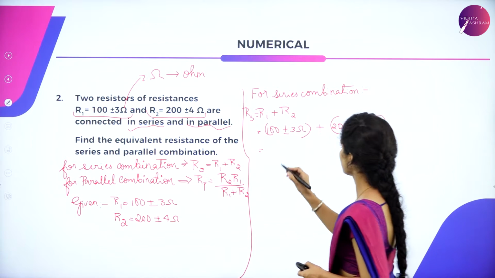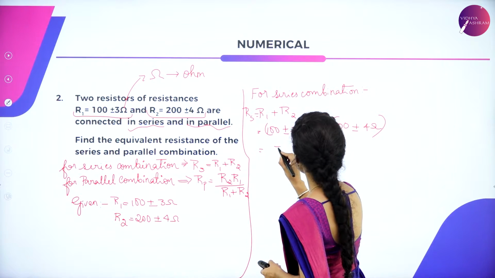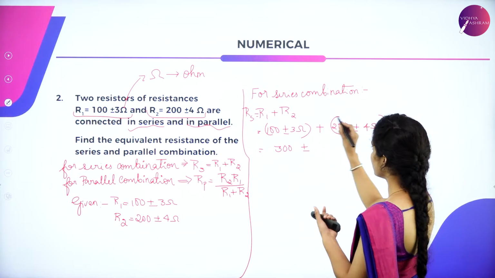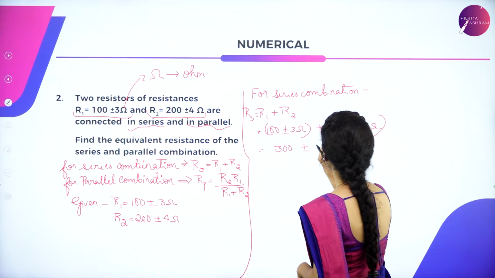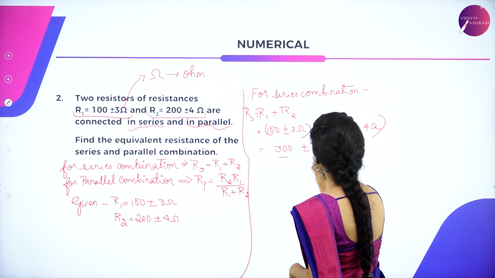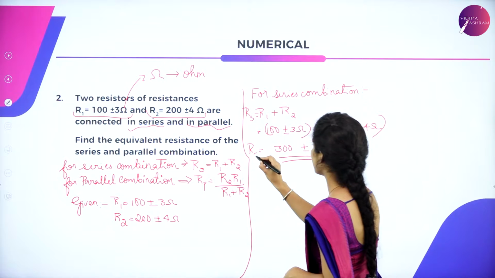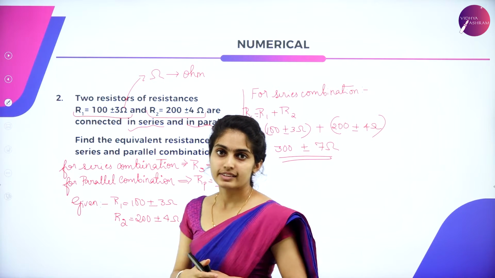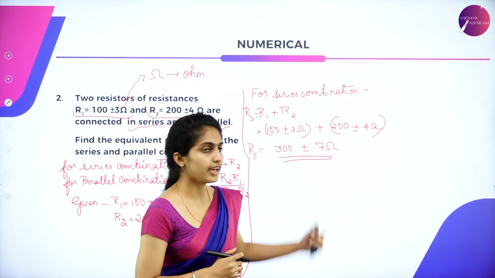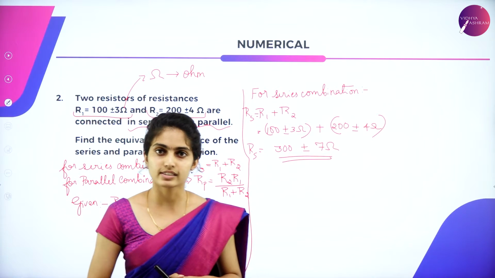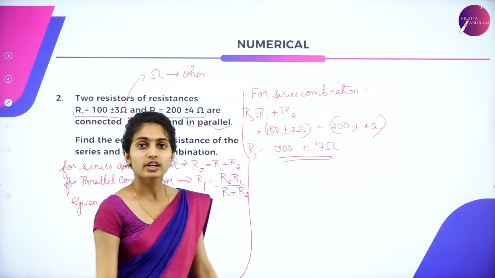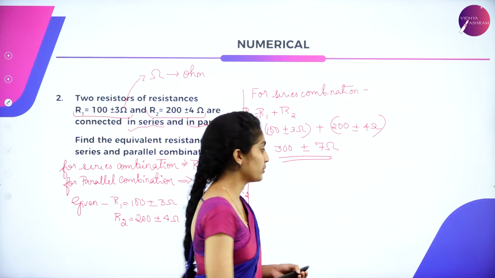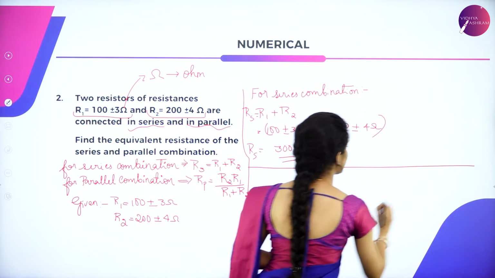So 100 plus 200 gives you 300 plus or minus. You're summing up these two errors, so 3 plus 4, 7 ohms. So 300 plus or minus 7 ohm, that is the equivalent resistance of the series combination with a certain absolute error, that is 7 ohm. So we are done with series combination.